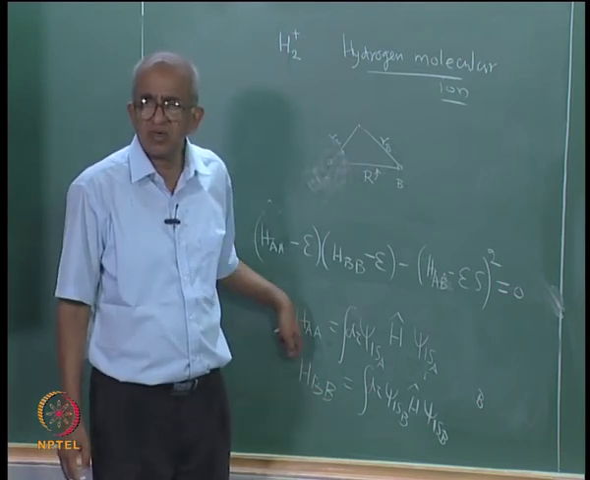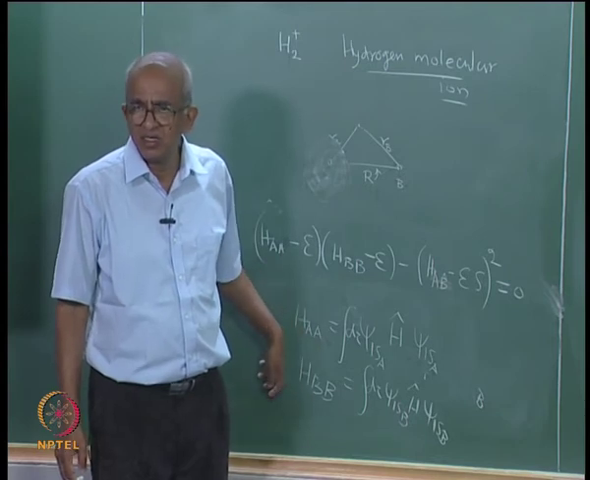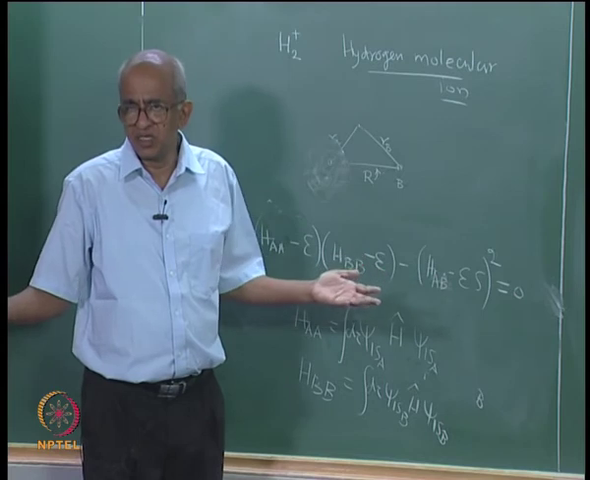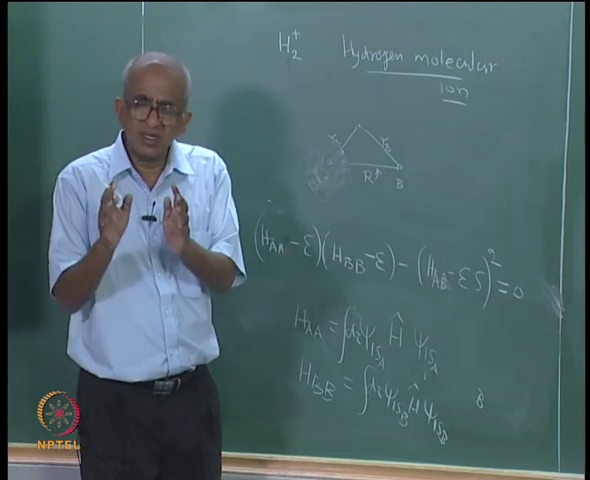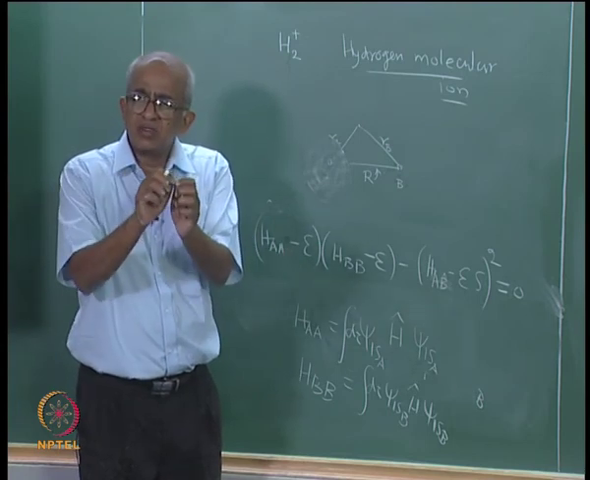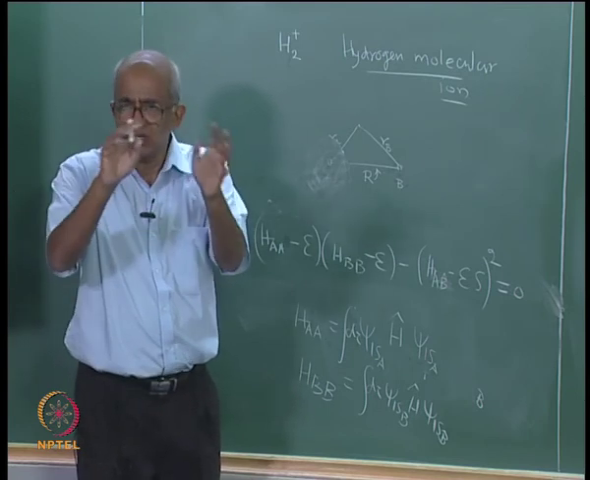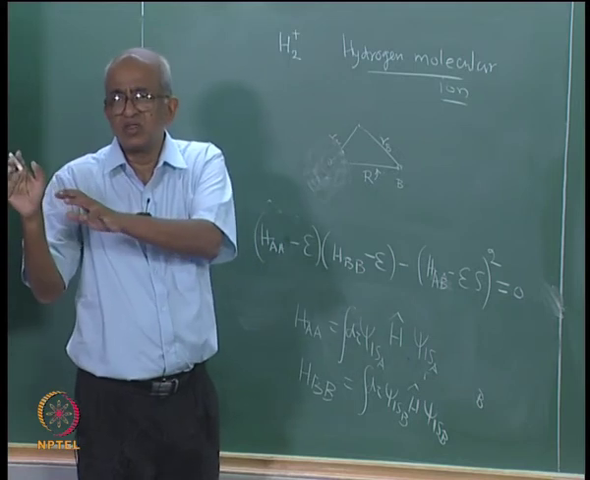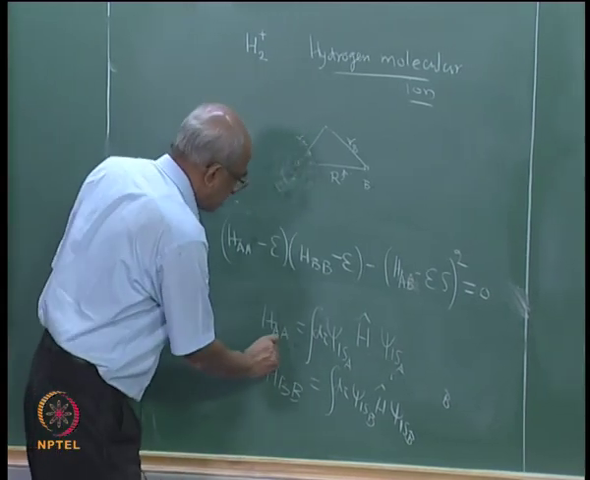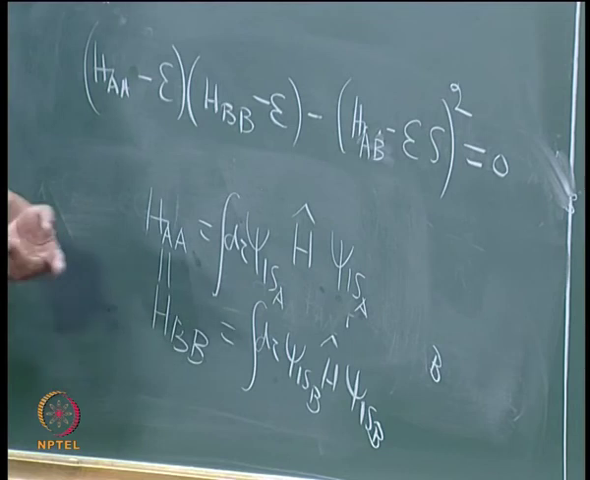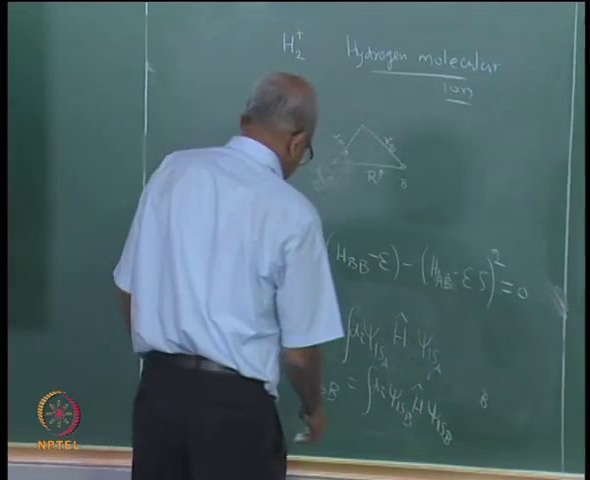And with this information, what would you say regarding the values of HAA and HBB? Remember, the two nuclei are identical, they have the same charge. So, the 1s atomic orbitals also have the same shape. The only thing is that one atomic orbital is on nucleus A, the other is on nucleus B. Therefore, if I confine the electron to the vicinity of the first nucleus or to the vicinity of the second nucleus, I would expect the energy to be the same, and this physical argument convinces me that HAA must be equal to HBB. So, what will happen to this equation?